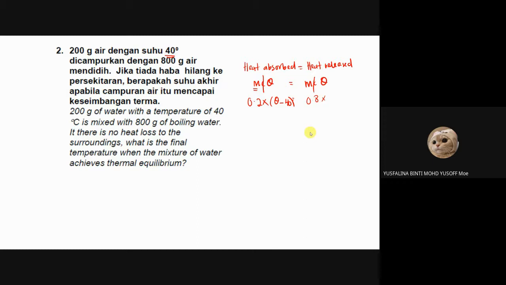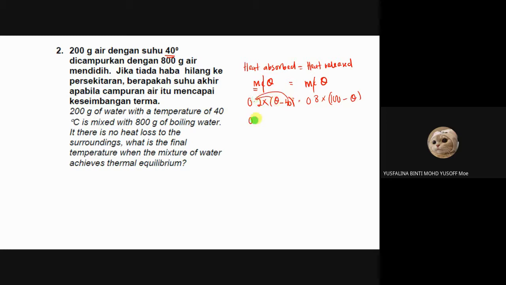So the theta here, the 100 degrees Celsius, it will decrease, right? It will decrease the temperature. So it means 100 minus theta. Okay, 100 minus theta, because it will decrease, right? What is the final temperature here? The final temperature must be lower, right? So 100 minus theta. Okay, after that, what you have to do, you have to expand it.